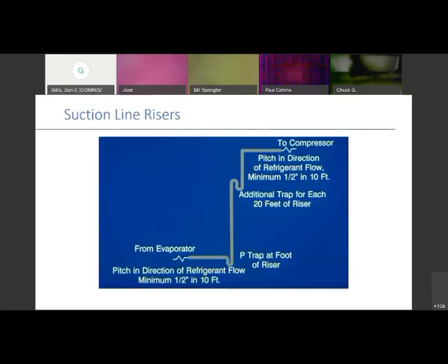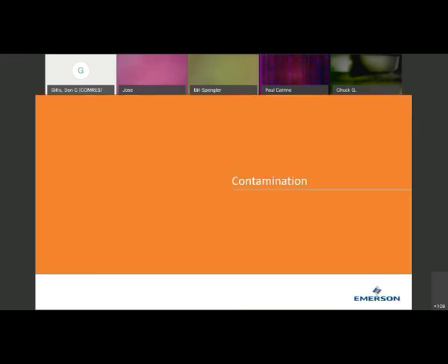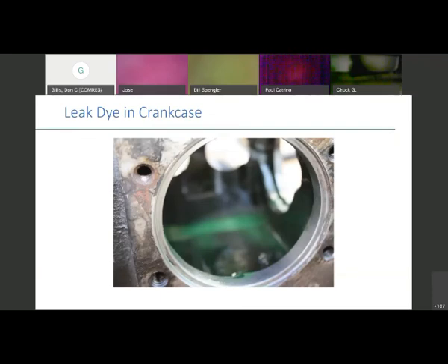Very good. So again, we talked about the fall. Let's go into contamination. Okay. Contamination, again, this is the fastest, largest growing piece of the pie, if you will. See a lot of dye out there. I would say right now, if we tear down 10 compressors or 20 compressors, I would almost bet you that about 60 to 70% have dye in them.